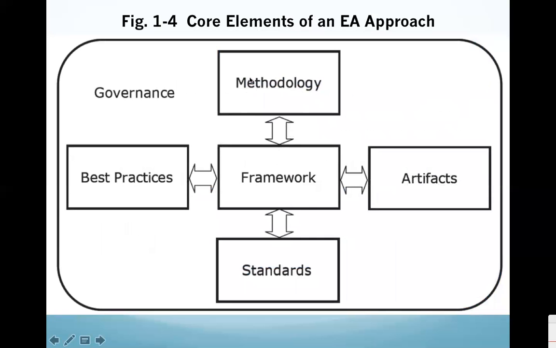All right, so core elements of an EA approach. There is an enterprise architecture framework that sits at the middle. There is a method, a methodology, the steps for building out the framework. The framework produces artifacts. Those are the documents. The framework instills and adheres to standards. And all this is surrounded by governance.